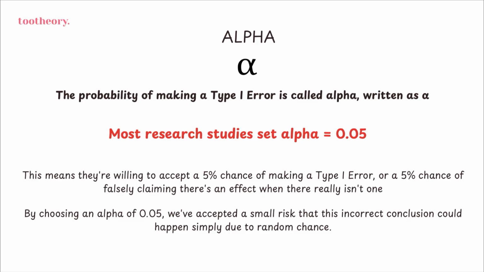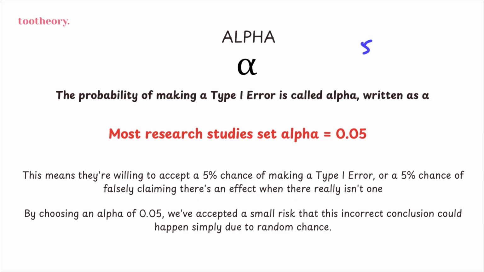Most research studies already set an alpha of 0.05, or you can say 5%, which basically just means that before starting the study, the researchers say, all right, maybe we are not 100% accurate, but we cannot be more than 5% inaccurate as well, because then the study would not mean much. So this means that the researchers are willing to accept a 5% chance of making a type 1 error, or a 5% chance of falsely claiming that there is an effect when there really is not any.